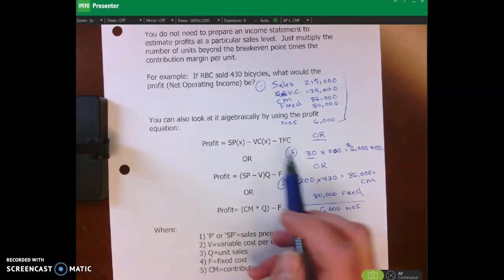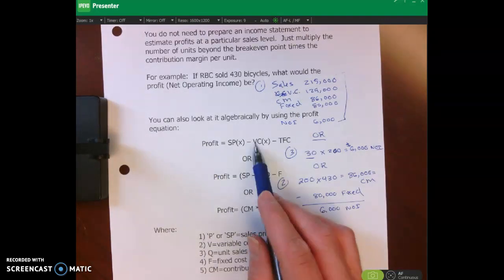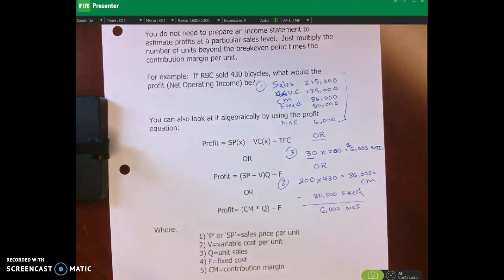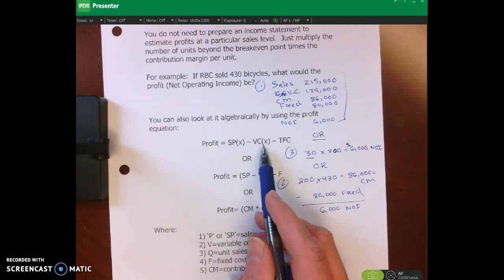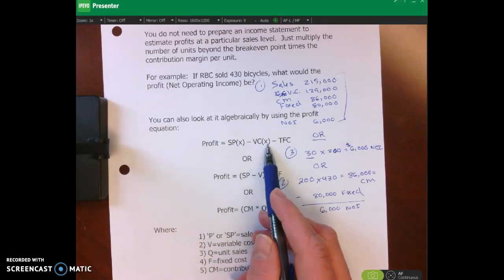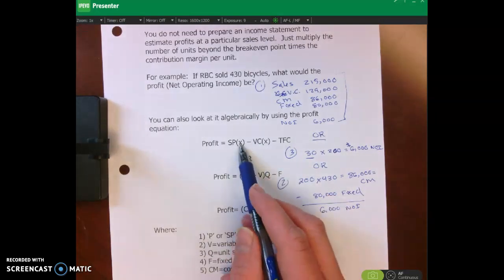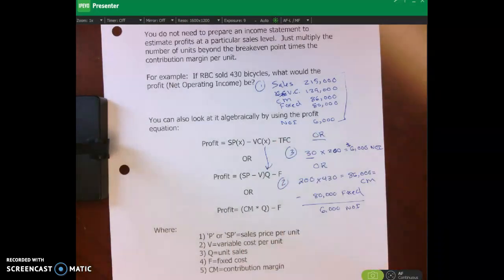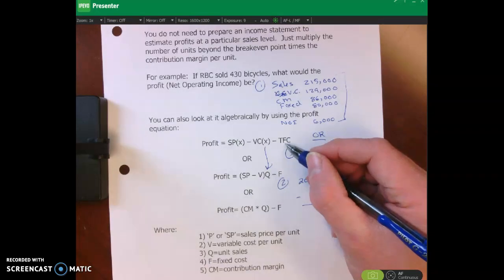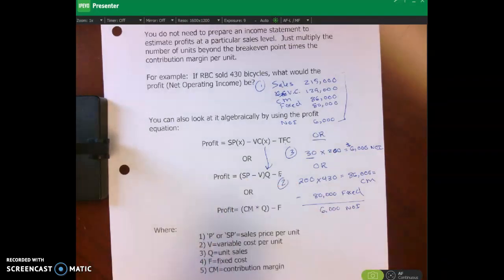Okay? Now, basically doing it the long way, and this way over here, is looking at the profit equation. So the profit equation says profit equals sales price times our quantity sold minus our variable expenses times our quantity sold minus our total fixed costs. Or what I can do is I put X and then I called it Q. Sometimes you see Q for quantity, sometimes you see X for the quantity, sometimes you see fixed costs as TFC, sometimes you just see it as F, sometimes you see it as FC, so I'm using different symbols here, okay? But it's still the same thing.